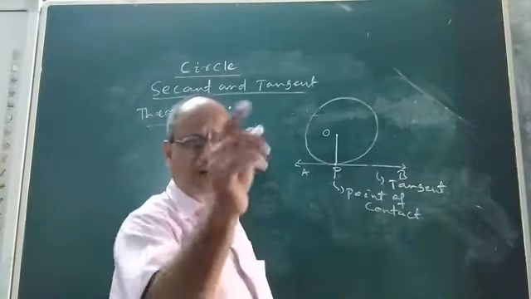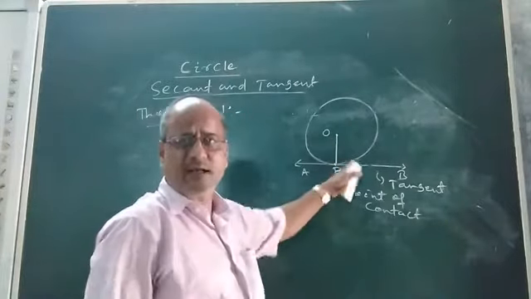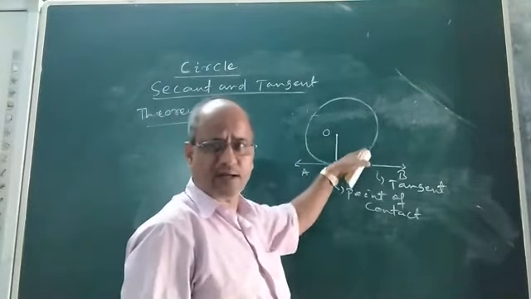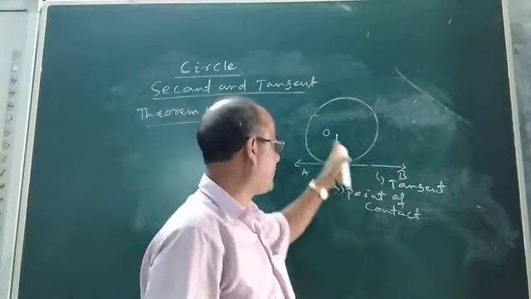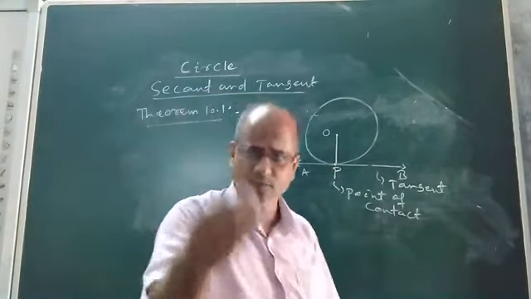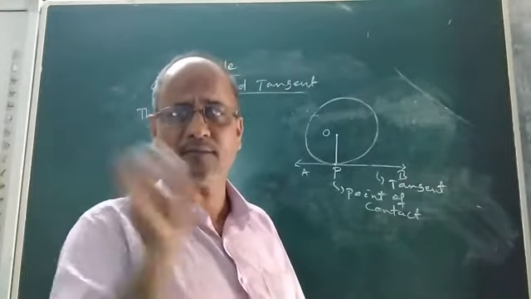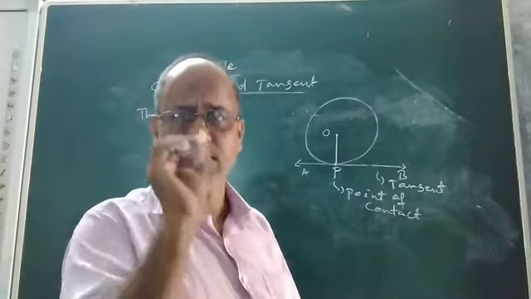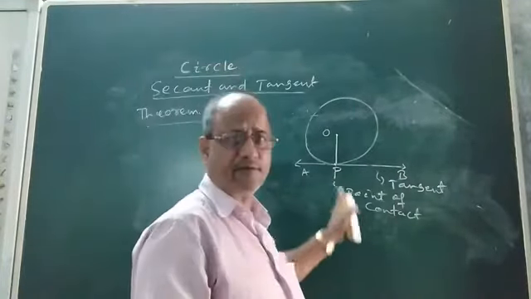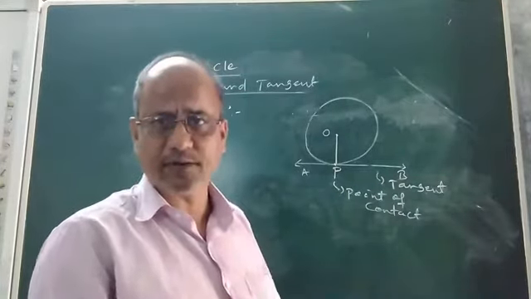Now the first property says that this tangent AB which has been drawn to the circle through the point of contact P will be perpendicular to the radius. So what I mean to say, children, a tangent drawn to a circle. What is the statement of theorem 10.1? A tangent drawn to a circle through the point of contact is always perpendicular to the radius. How to prove it?